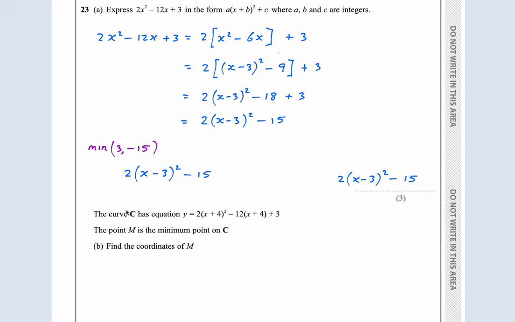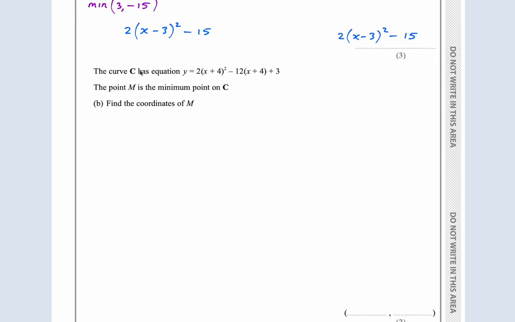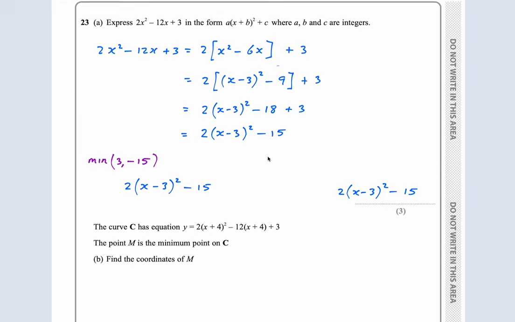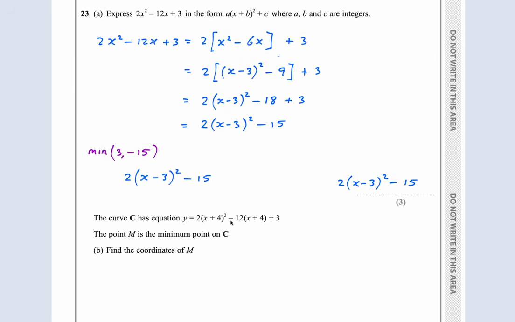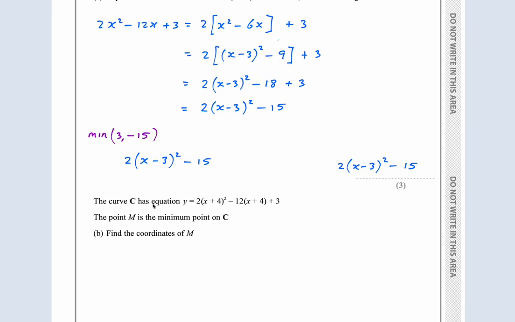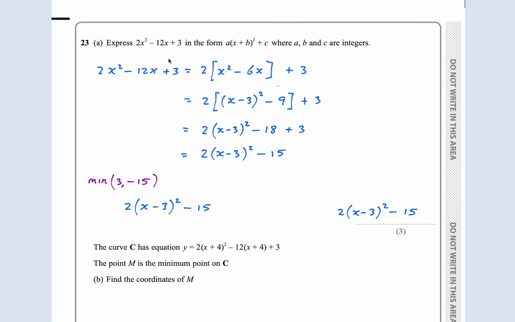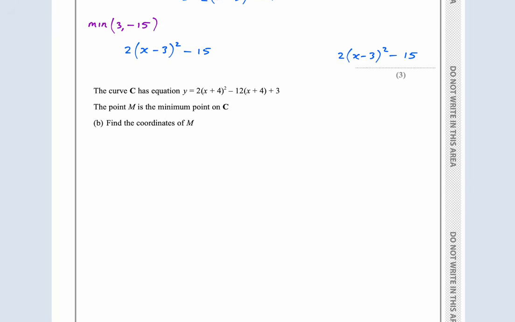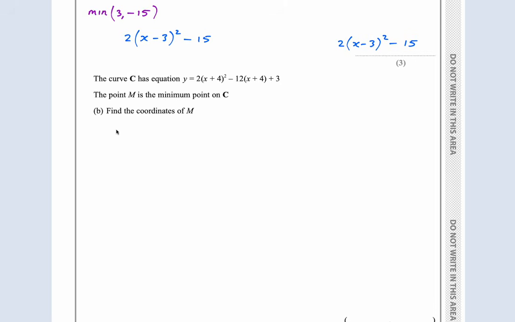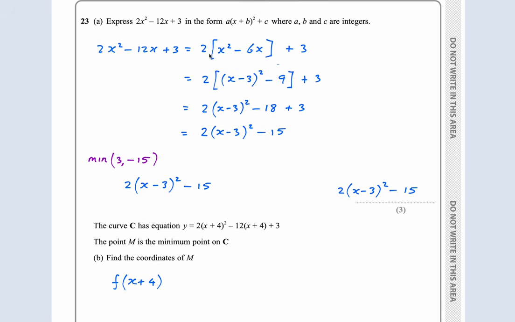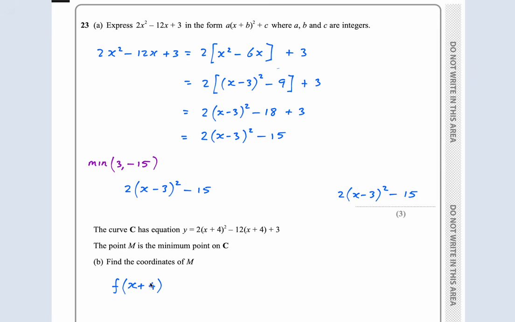Okay, part B, this question, guys, is 2 marks. It says the curve C has this equation: 2 times x plus 4 squared minus 12 times x plus 4 plus 3. Obviously this is related to this. And m is the minimum on curve C. So we know the minimum of this is 3, minus 15. So what he's actually done, guys, is this is a transformations question and again a tricky question. So what he's got is f of x plus 4. He's changed x into x plus 4. Now what is this transformation?